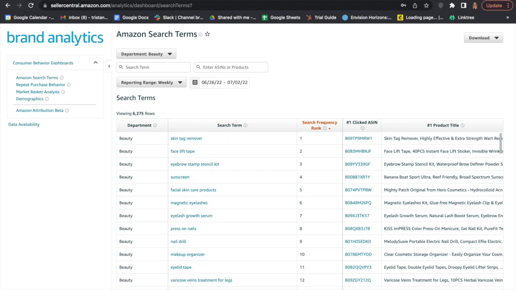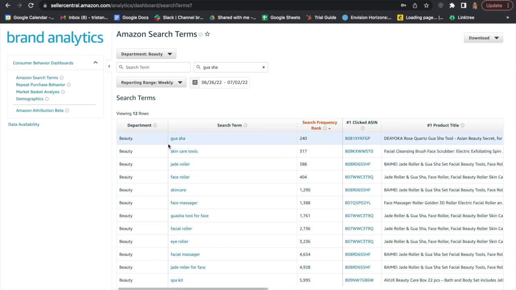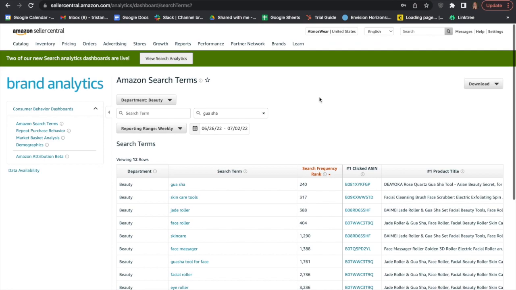So if I'm selling a Gua Sha and I want to see where that pops up, I can see that Gua Sha, where it was searched number 2 for beauty during Prime Day 2021, now it has moved down to a search frequency rank of 240, which is still high, but a significant decrease from last year.